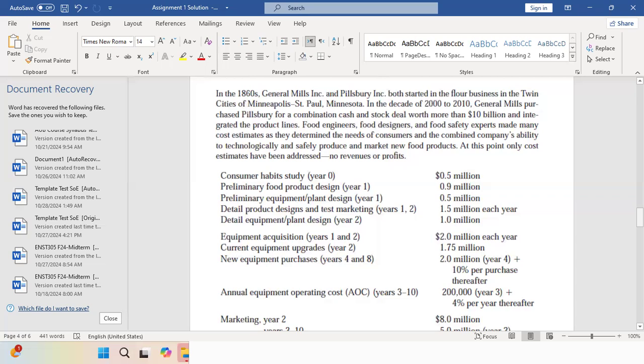Of course, when you do the overall financial analysis or economic analysis, you need to consider costs, revenues, and profits. But in this problem, we are just interested in the life cycle cost, and we want to calculate this life cycle cost over the 10 years.